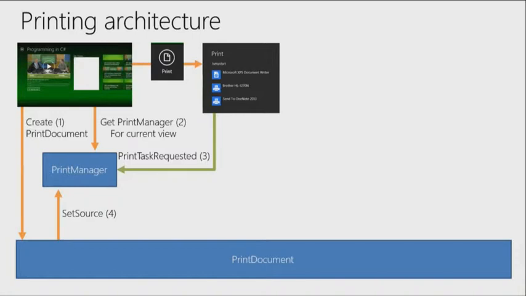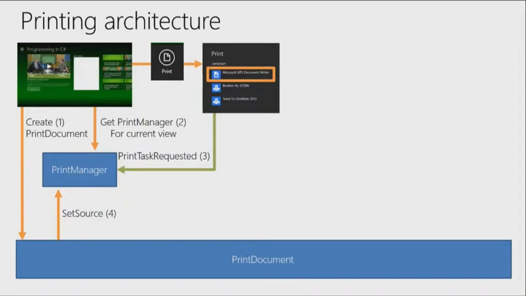And this ties those two together so that the print manager now has a print document that it is going to manage through the remainder of this cycle. I see. Okay. So the print document and the print manager hadn't been associated until now. Until now. And print task requested is an event that's raised when they select the printer? No, when they select the print UI. Oh, so it's just the fact that it's visible. Correct.